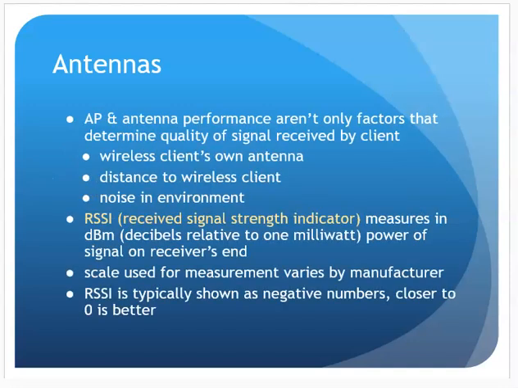When you're dealing with antennas, there is actually a measurement, received signal strength indicator, that measures the power of the signal on the receiver's end. So how much of the signal is getting to the receiver, like my laptop, if you will. And that is measured in decibels relative to 1 milliwatt. That's what the dBm is. And typically shown as negative. Remember, close to 0 is better.